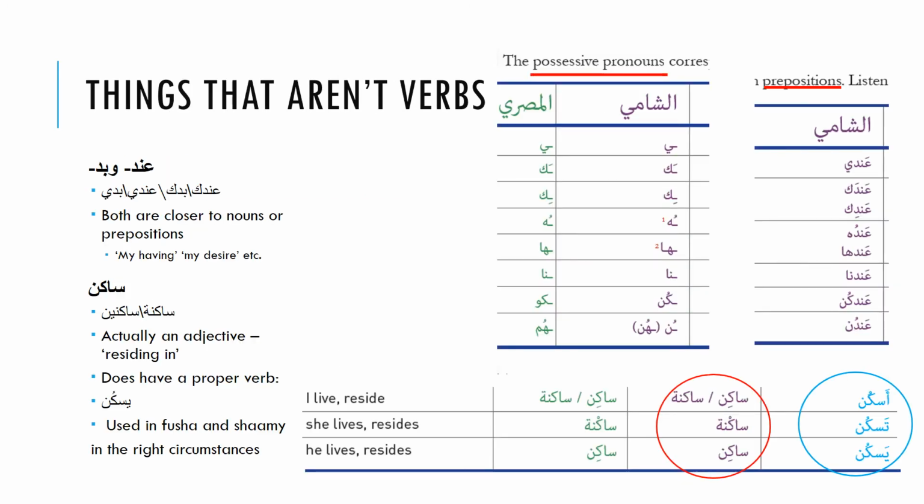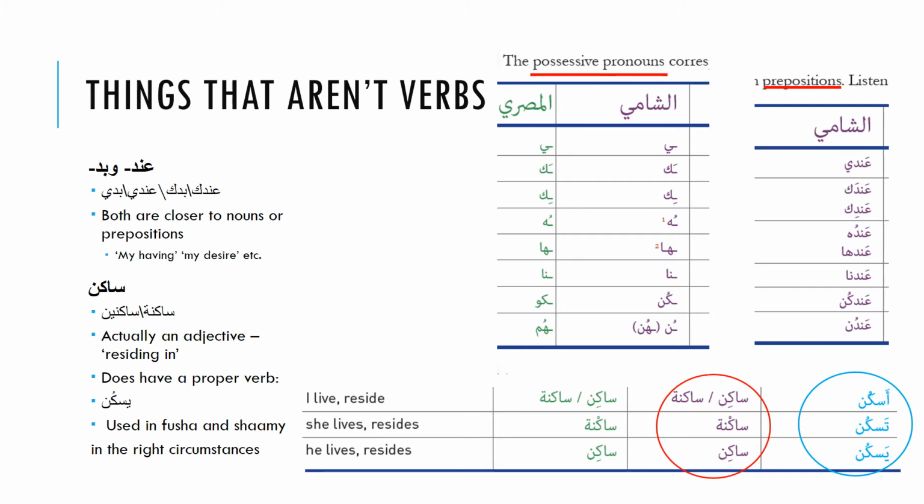Now, I've mentioned this before, we've talked about this before on our verb consolidation sheet. We listed these as not real verbs, I call them pseudo-verbs. There are some things that are not verbs. Do not let yourself get confused because you conflate these with verbs.